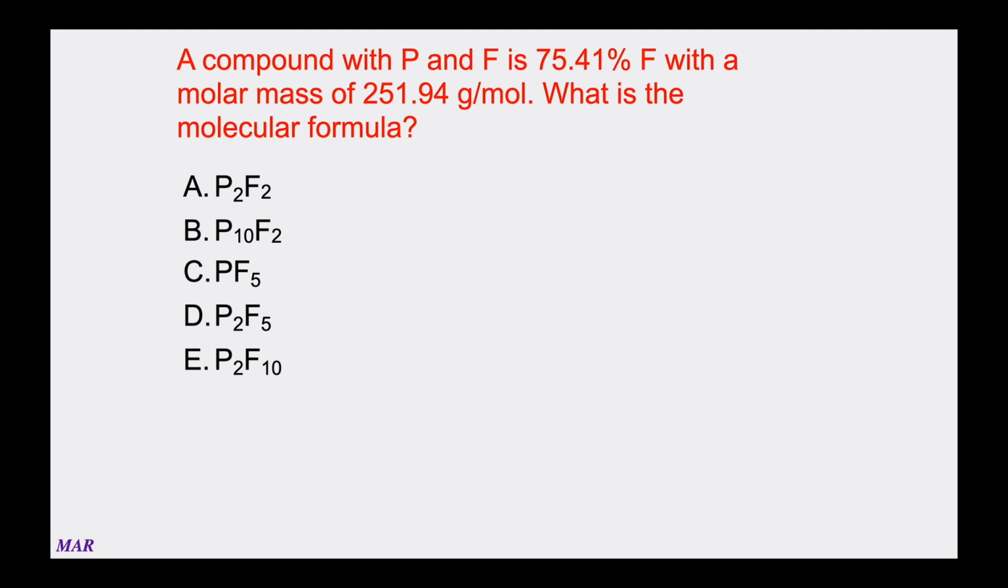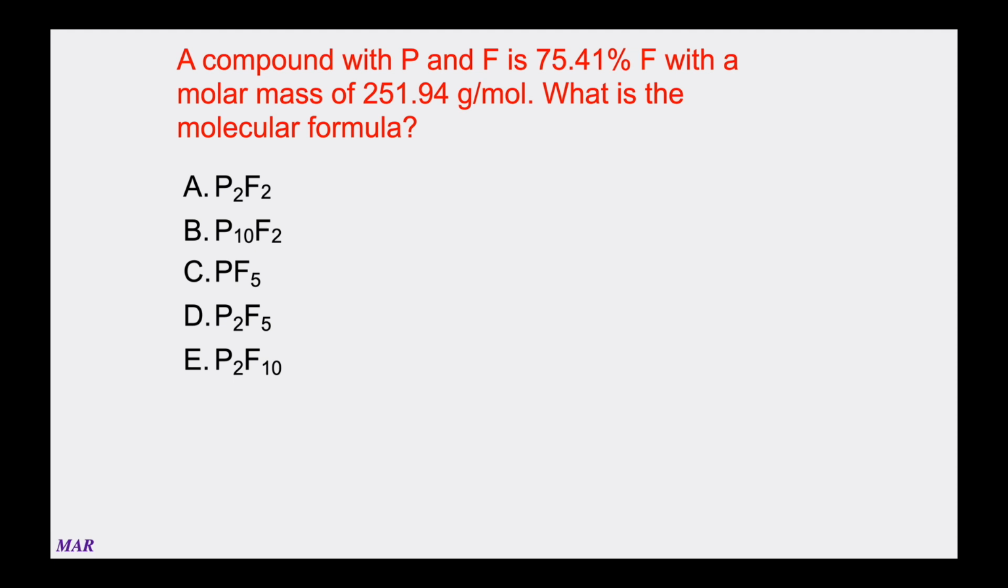And then those two numbers you want to turn into grams. I would assume 100 grams, so that means 75.41 grams of fluorine, because that's the percentage. Grams into moles. Compare the moles to find the empirical formula of the PF compound. And after you find the empirical formula, then find the molar mass of that. So add up the P's and add up the F's. If it equals 251.94, then your empirical formula and molecular formula are the same. On the other hand, if it's not, it's going to be a whole number ratio, and that whole number is what you need to multiply the empirical formula by to get the molecular formula.